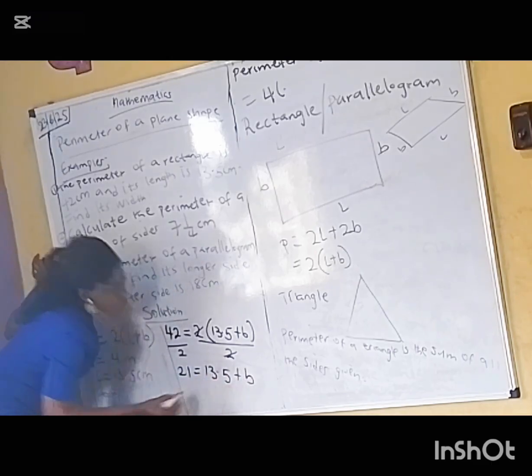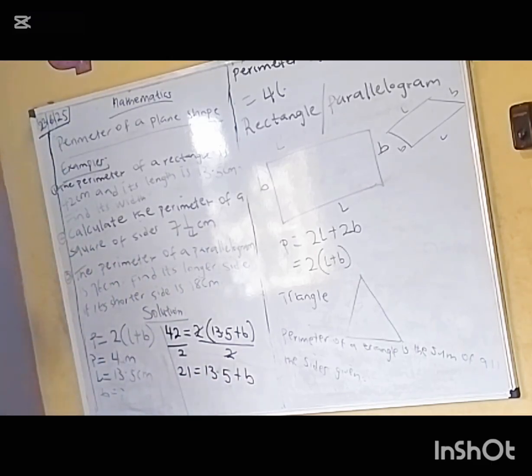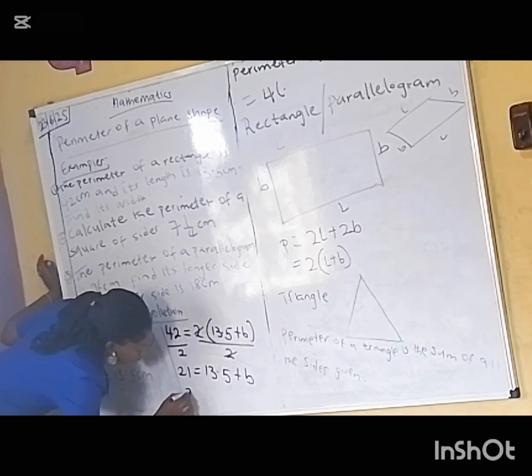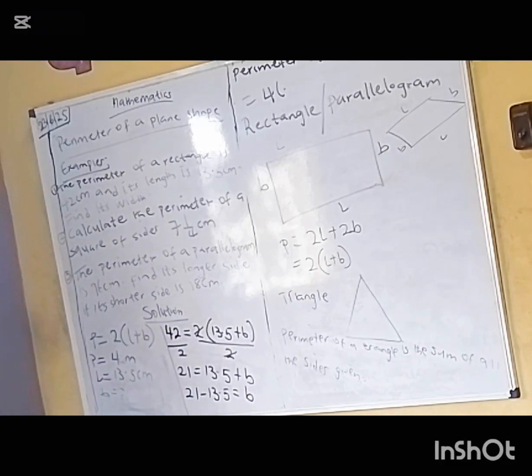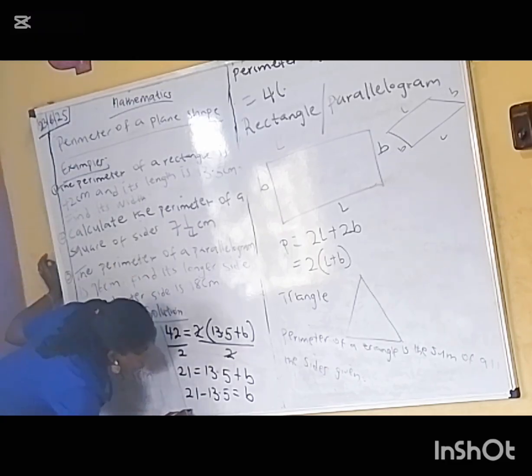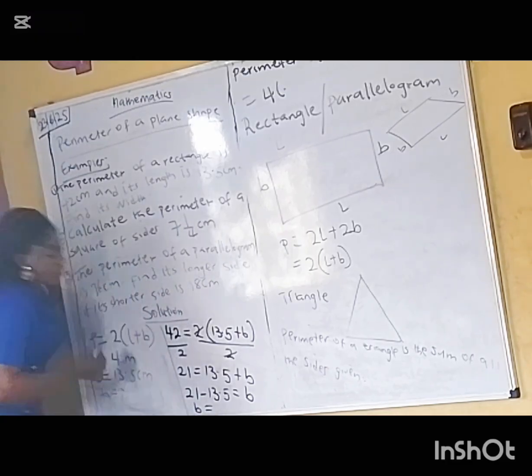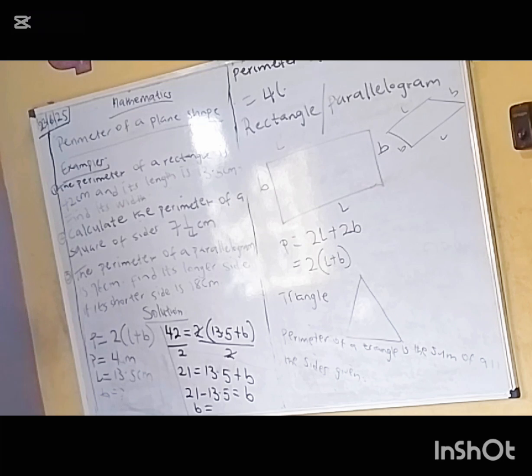So now 21 is equal to 13.5 plus B. So what do we do next? We collect like terms. We move 13.5 this way. So we now have it that 21 minus 13.5 is equal to the breadth. Is it clear? So what is the breadth? 21 minus 13.5 is what?